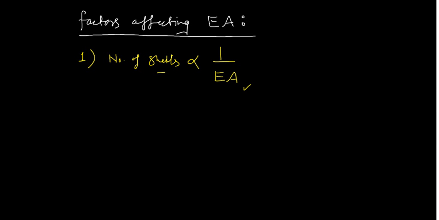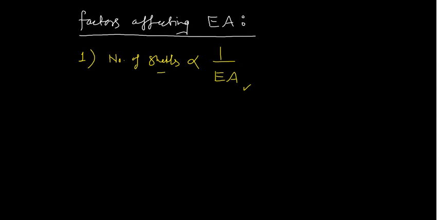So why does this happen? See, when the shells increase, the distance between the nucleus and the outermost shell increases, and the effective nuclear charge decreases. When effective nuclear charge decreases, it will not attract the electron. When electrons are not attracted by the atom, it will release less energy, which gives less electron affinity, which is something very, very important, which you should know.